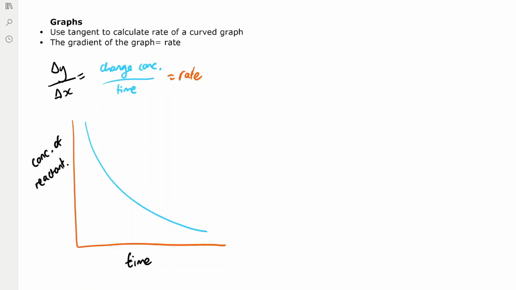So for rate graphs, we can use tangents to calculate the rate of a curved graph, and the gradient of the graph is equal to the rate. As you can see, the change in y divided by the change in x means the change in concentration divided by the time, which is equal to the rate.